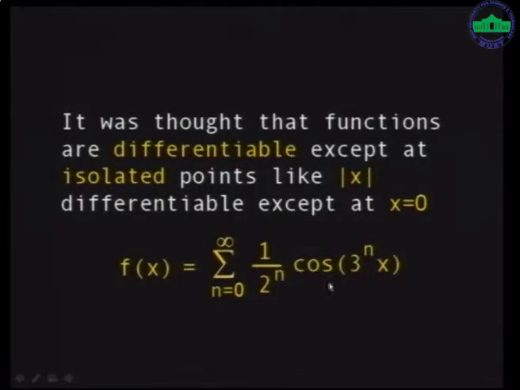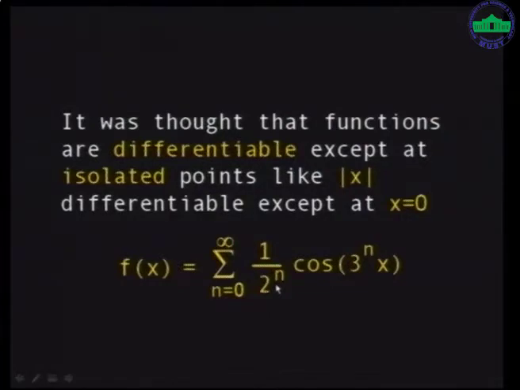We know that cosine is bounded by 1. So actually 1 over 2^n is a convergent series. But not only that, because you have here cosine 3^n x, the coefficients are convergent, and the series itself is also uniformly convergent according to a certain test. So this implies that you can differentiate it, integrate it, and at the same time, it's continuous. So this function is continuous for all values of x.